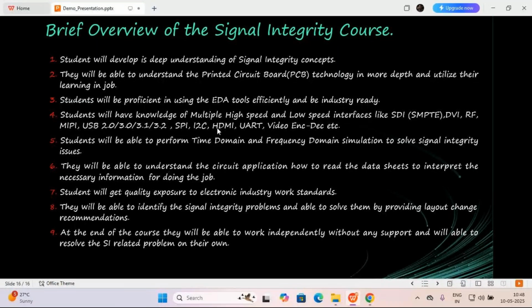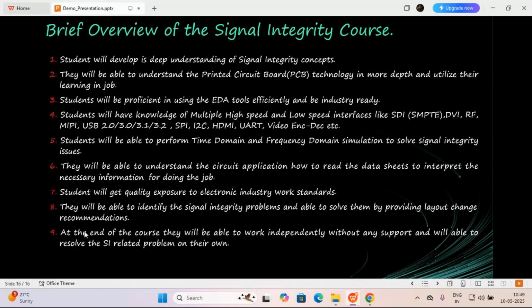Okay, theory is where I will be speaking a lot, and lab is where you will be speaking a lot. Lab is what you have to do on your own. I will be there to guide you. I will first show you the demo, but at the end you should be able to perform the analysis on your own, because in a company there will be people to help and guide you, but at the end of the day you should be able to complete your job on your own. At the end of the course you will be able to work independently. That is my goal, to make you all work independently without any support, and resolve SI related problems on your own. So point number 9 is the end outcome of this course.